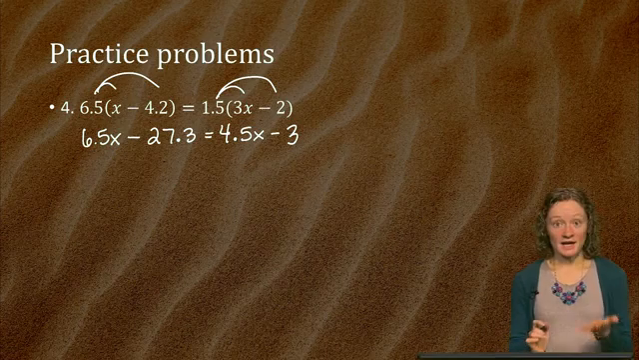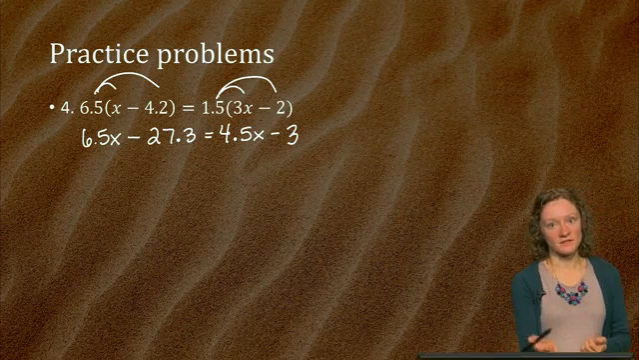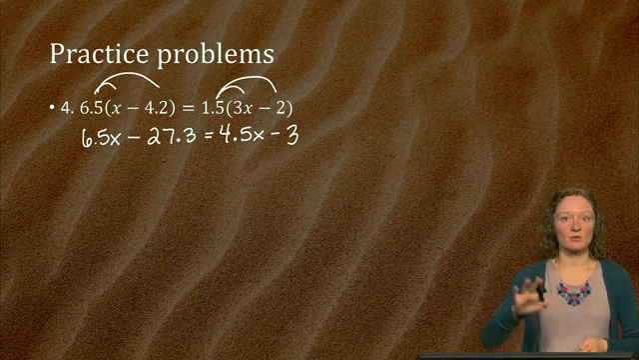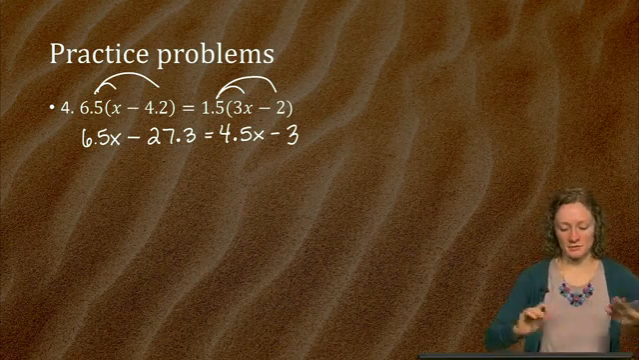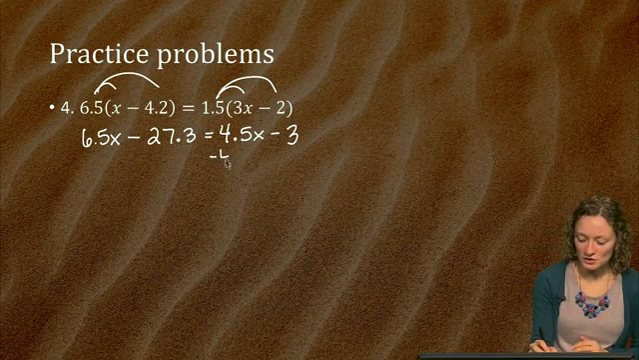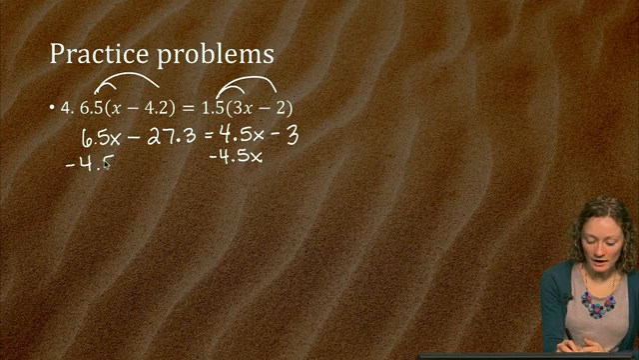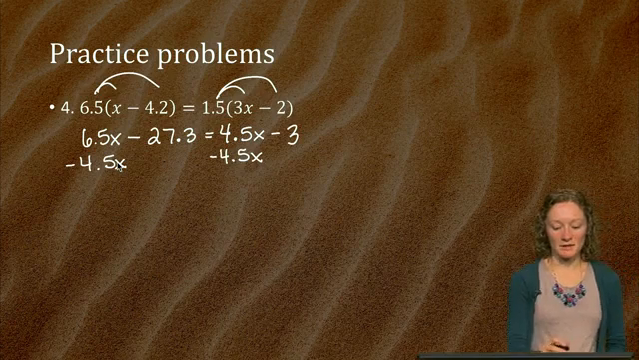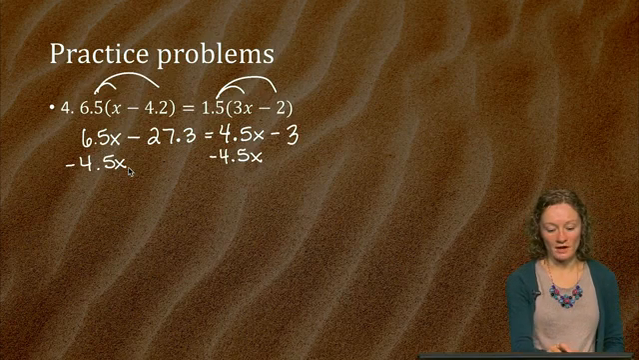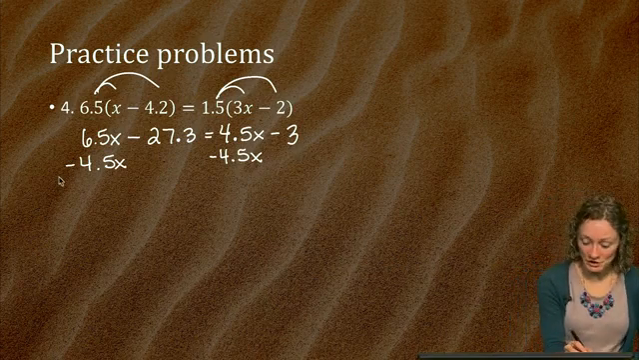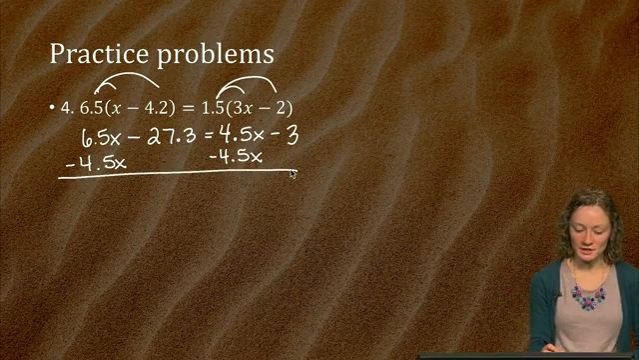Combine like terms on each side. Nothing to combine on the left, nothing to combine on the right. So we'll start adding and subtracting things to both sides. Variable term on one side, numbers on the other. I'm going to choose to subtract 4.5x. You could choose to do any of the 4 movements at this step. You could have subtracted 6.5, could have added 27.3, could have added 3. You just have to pick one. Once you do, the rest will fall into place.